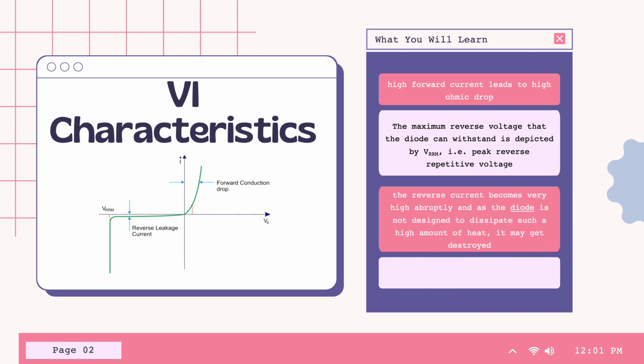Above this voltage, the reverse current becomes very high abruptly, and as the diode is not designed to dissipate such a high amount of heat, it may get destroyed. This voltage may also be called peak inverse voltage or PIV.